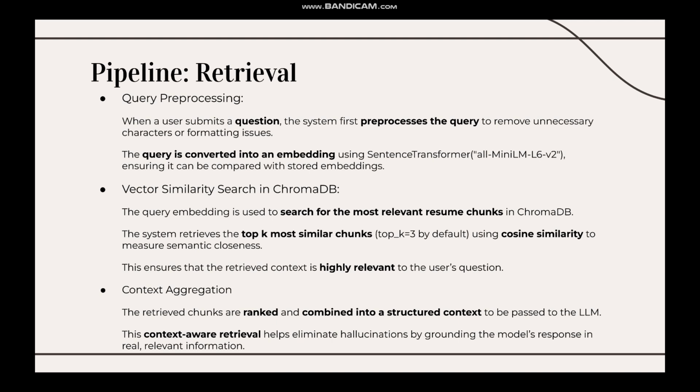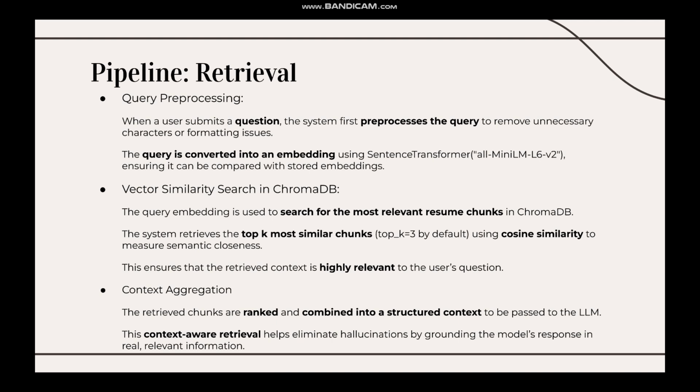We use the query embeddings to search for the most relevant resume chunks in ChromaDB. We use the cosine similarity to retrieve the top k most similar chunks. The default is 3, to mirror the semantic closeness. This can ensure that the retrieved context is highly relevant to the user's question.